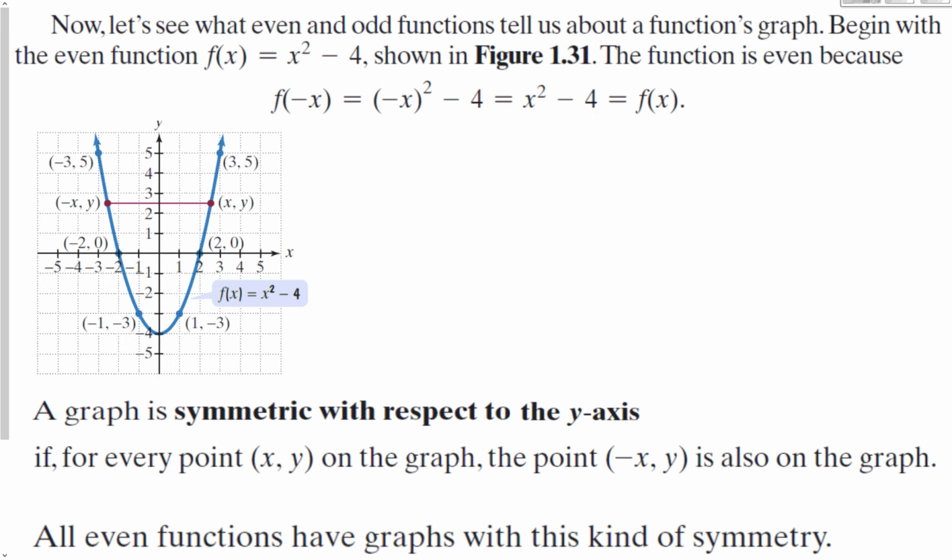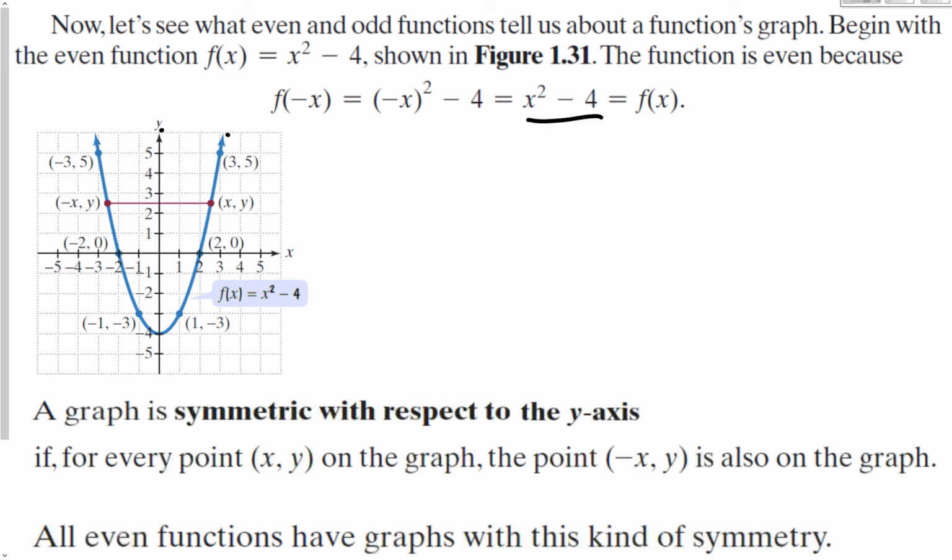And why we care about this is we can see what even or odd functions tell us about a function's graph. If we start with an even function, f of x equals x squared minus 4, if I plug in a negative x, I get negative x squared minus 4, or positive x squared minus 4, so we get our original function back. If I were to graph this function, it is a parabola. Here's the graph of x squared minus 4.